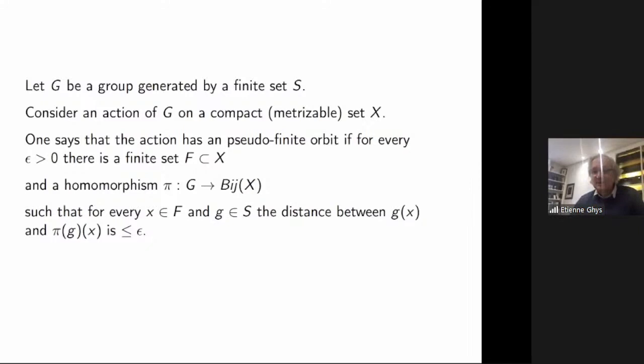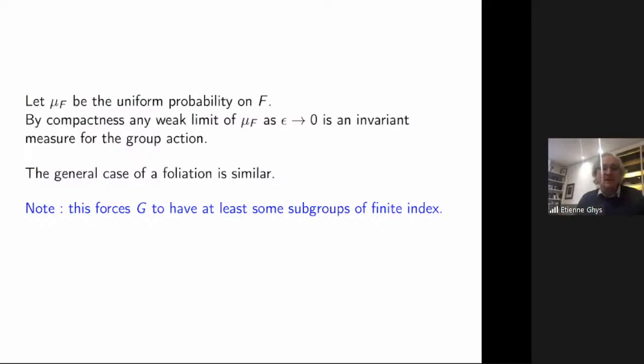If you have such a picture, you can take the uniform probability of Dirac masses on F. You take a weak limit of these probabilities when epsilon goes to zero, and every limit is an invariant measure for the group action. So any group acting with a pseudo finite orbit must have an invariant measure. This is very easy. And if you want to generalize that to the foliation case, this is also an exercise for you. If you have a pseudo compact leaf, you must have a transversely invariant measure.